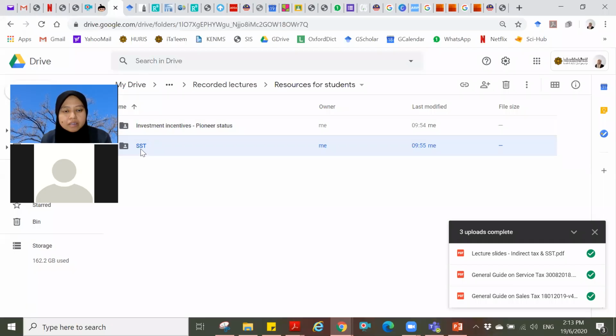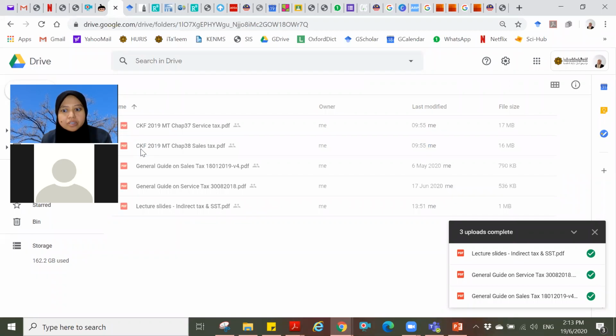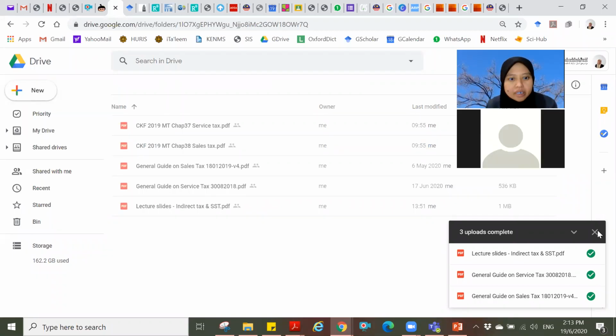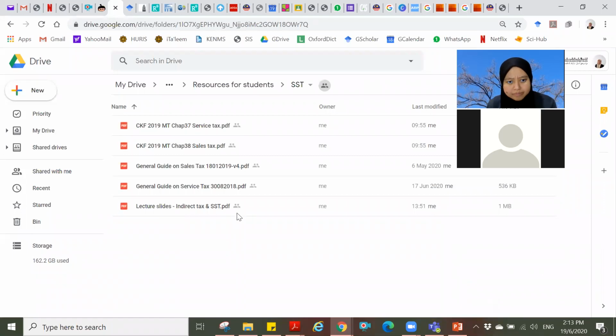I paste the link to the Google Drive in the chat section, so you can click there. In there, I have put a few resources related to SST. The lecture slide is this one. And then you have the general guide on sales tax and service tax. This one I took from the website of the, what we call it, my SST portal.